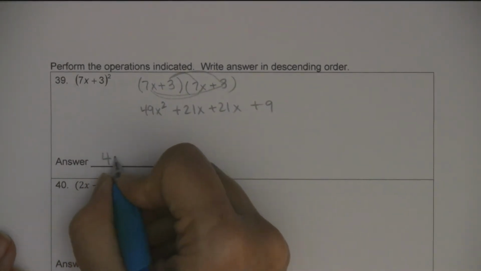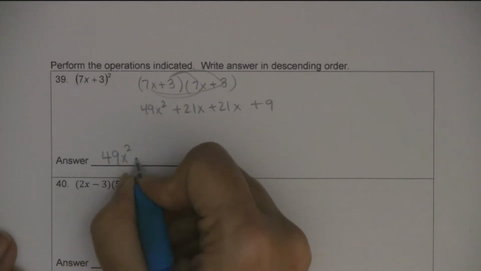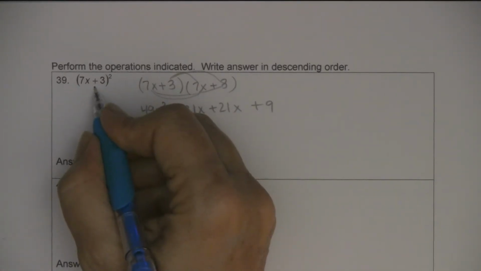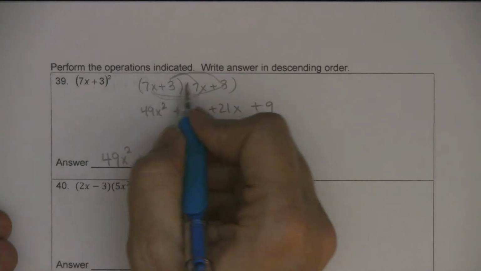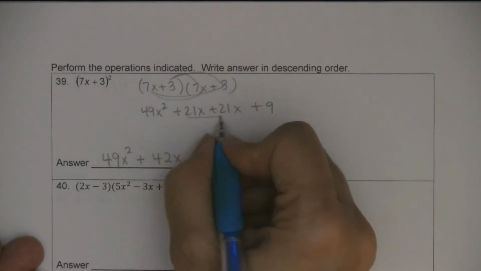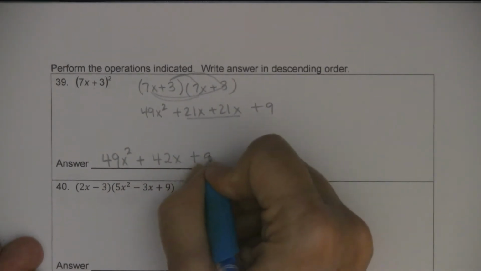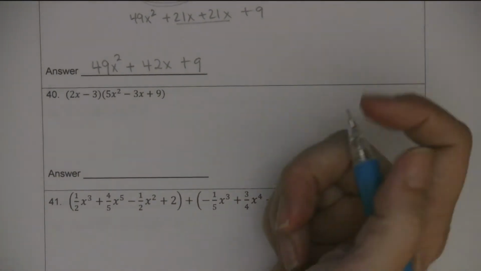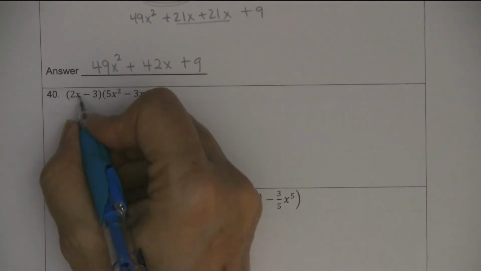So they asked me to perform the indicated operation. The indicated operation was to multiply this or to square that. In order to square that, you can write it twice and multiply normally. Now I'm combining like terms there. And write your answer in descending order, it said. So I have my answer in descending order. So that's good. So I'm going to multiply this together.